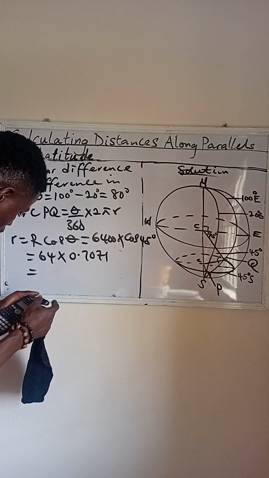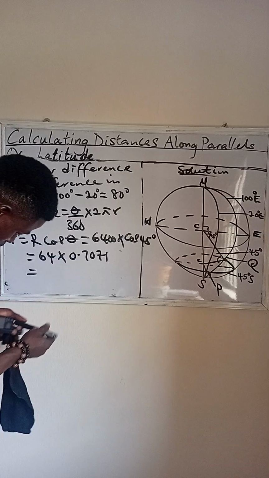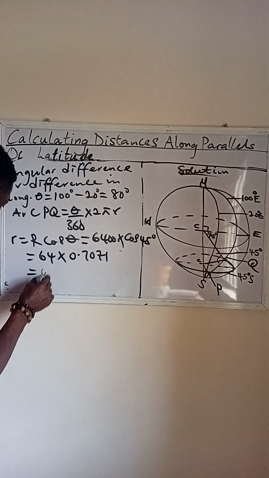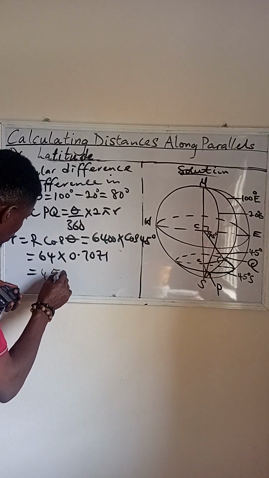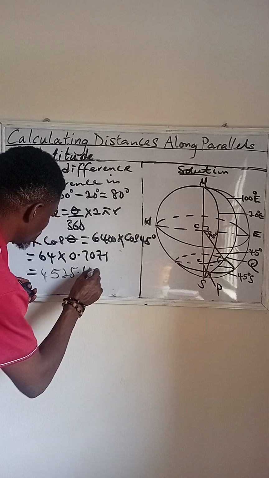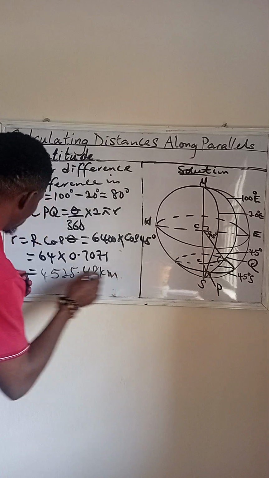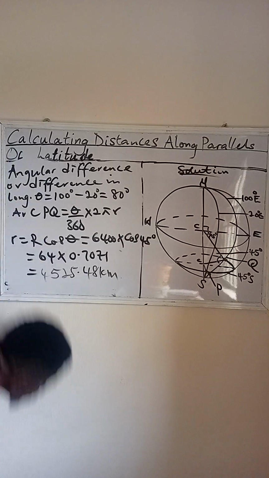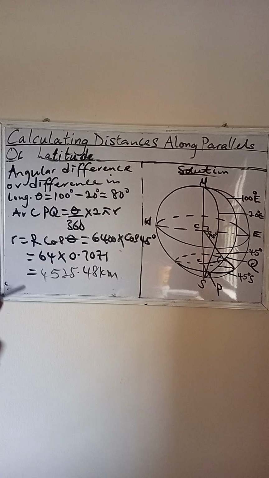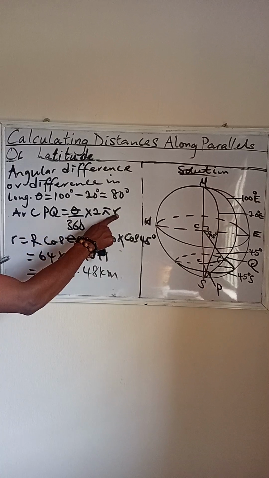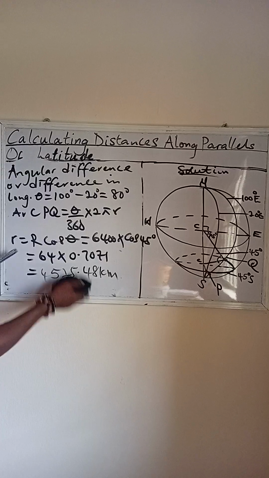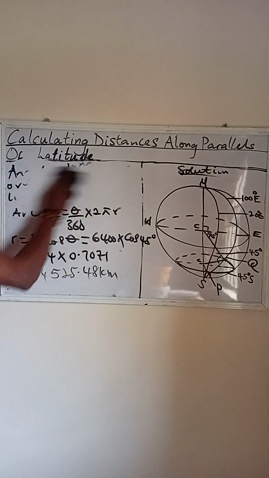45. So this one will give us 4,525.48 kilometers. So that is the radius of the parallel of latitude. Now let's come back to this. Now we have known our R as what? 4,525.48 kilometers.